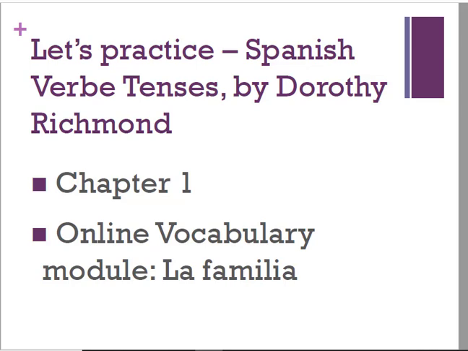Number is very easily formed because normally for all plurals we just add an S. That is when the word ends in a vowel. If the word ends in a consonant, we're going to add ES. The only exception to this is when the word ends in a Z, in which we're going to change that Z to C and then add ES, like the word feliz, happy. The plural will be felices with a C-E-S.